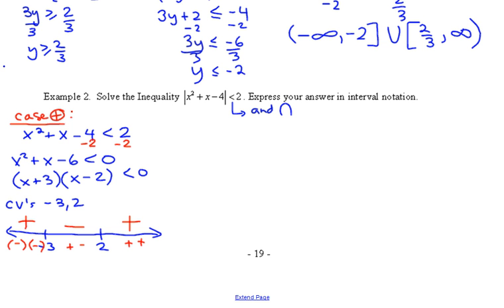Okay, so now what do we want? We want less than 0. We want the negative case. So that's going to be between negative 3 and 2. Between negative 3 and 2, right? That's this part. Now that's not our final answer. That's just for that case. We have an "and" situation. So we're going to intersect this answer with this answer, and that will be our solution to this problem.